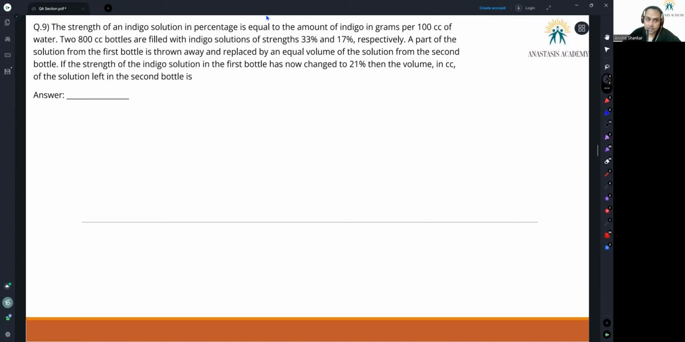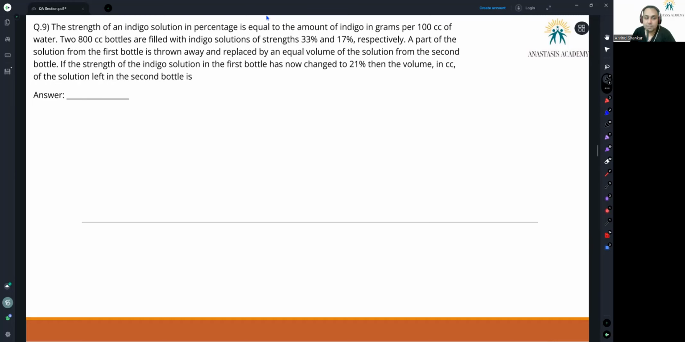This question. The strength of an indigo solution in percentage is equal to the amount of indigo in grams per 100 cc of water. Two 800 cc bottles are filled with indigo solutions of strength 33% and 17% respectively. A part of the solution from the first bottle is thrown away and replaced by an equal volume of the solution from the second bottle. If the strength of the indigo solution in the first bottle has now changed to 21%, then the volume in cc of the solution left in the second bottle is.